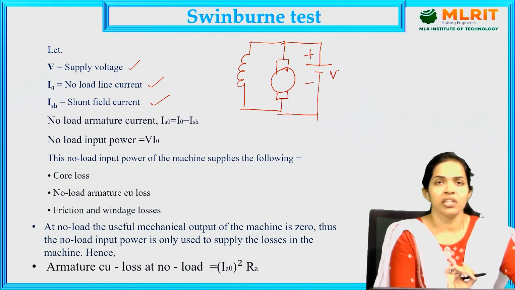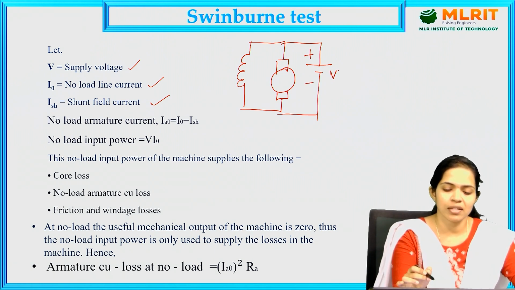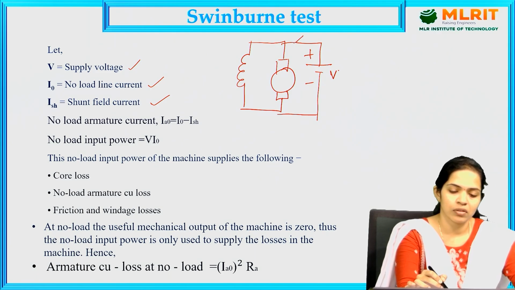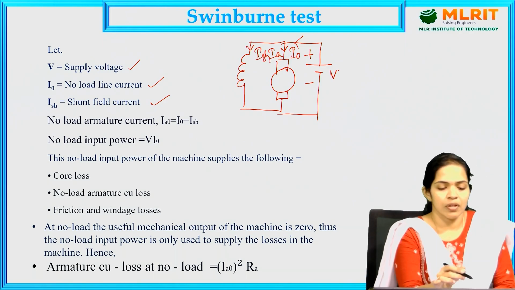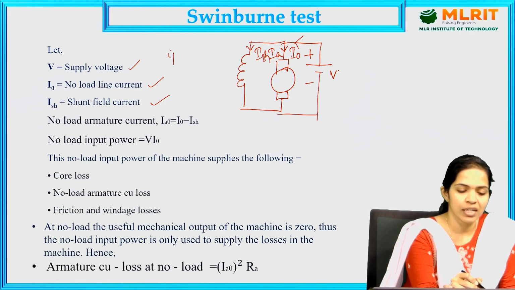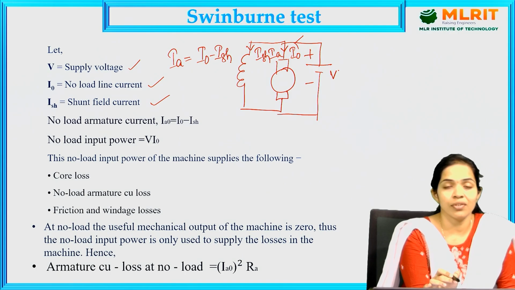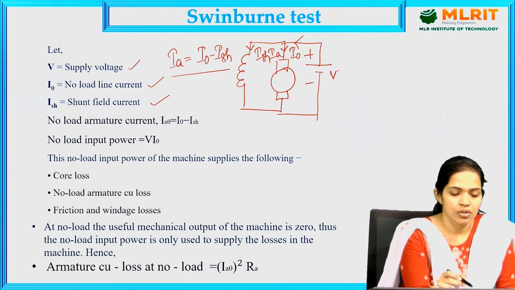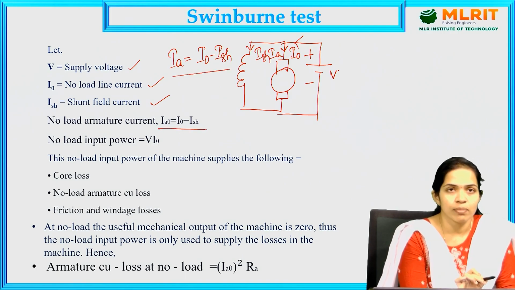the circuit arrangement in the previous slide can be redrawn like this. So when we give supply, this is a no load current. It gets divided into armature current and the shunt field current. From this we can write our armature current as the no load current coming from the supply lines minus the current which is delivered to the shunt field branch. So this is nothing but I0 minus ISH.